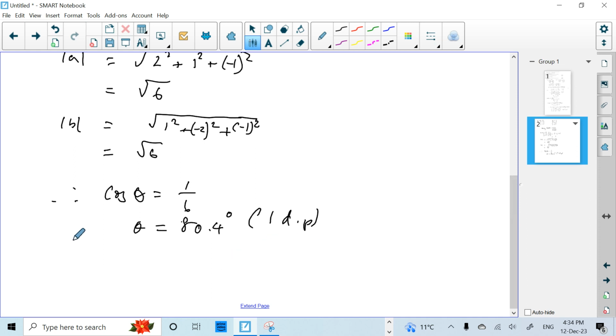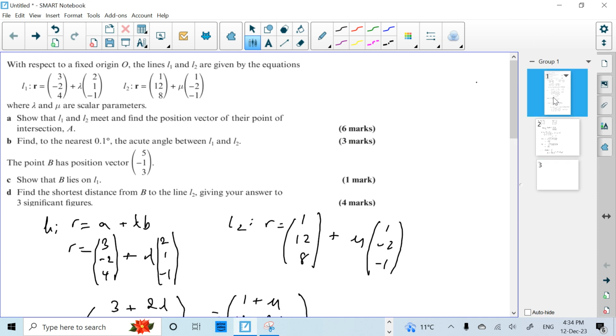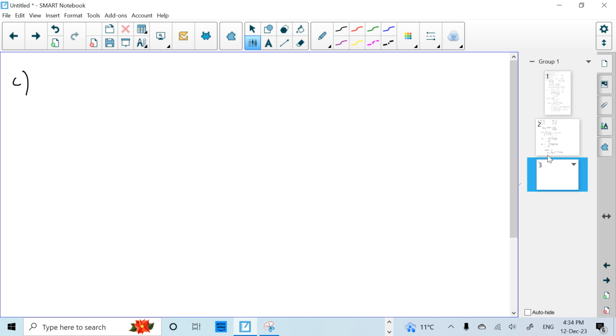Okay, part C. Part C, you're required to show that, and let's have a look again at part C, just to make sure that we're dealing with the correct question. Yep, okay, part C, show that B lies on L1. So if B lies on L1, I've got the point A, and it's just for 1 mark, so you shouldn't have to do a lot.